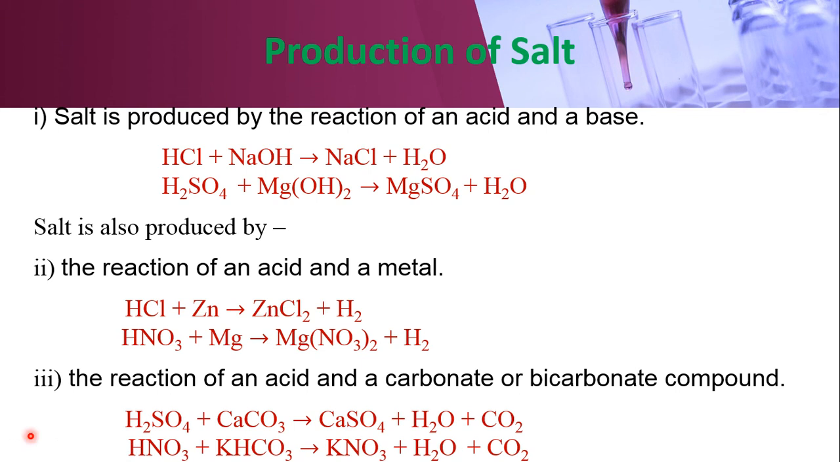And another one is, here nitric acid reacts with potassium bicarbonate, and they produce potassium nitrate salt, water and carbon dioxide. So, salt not only can be produced by the reaction of an acid and a base. Salt also can be produced by the reaction of an acid with metal, carbonate and also bicarbonate compounds.